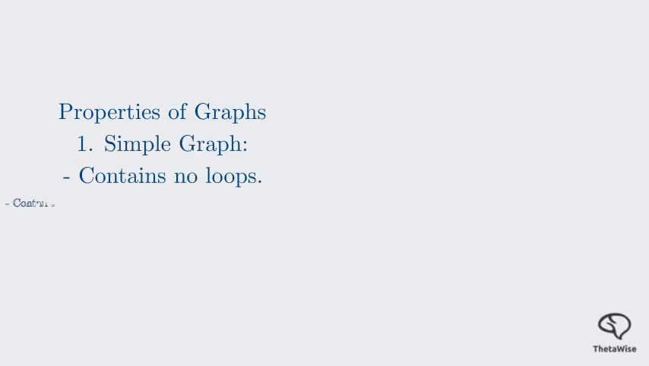Beyond just direction, there are other important properties that define a graph's structure. Let's start with the concept of simplicity. A graph is considered simple if it has two specific characteristics. First, it must contain no loops, no edges connecting a vertex to itself. Second, there can be at most one edge between any two distinct vertices. Most graphs we'll study are simple, as they are easier to analyze.